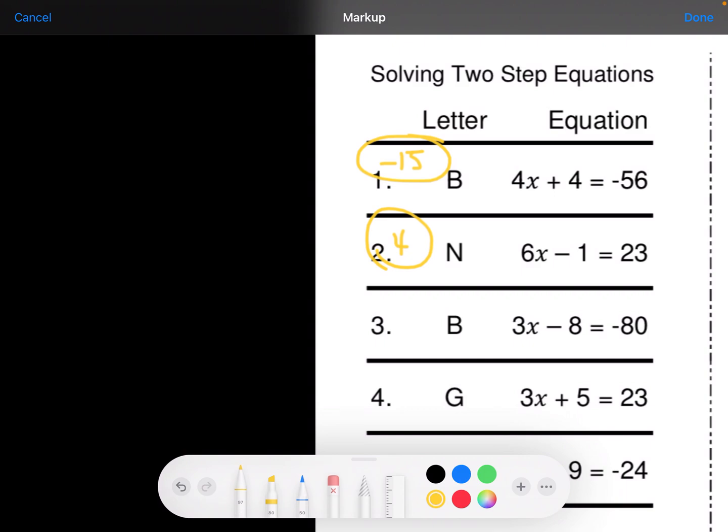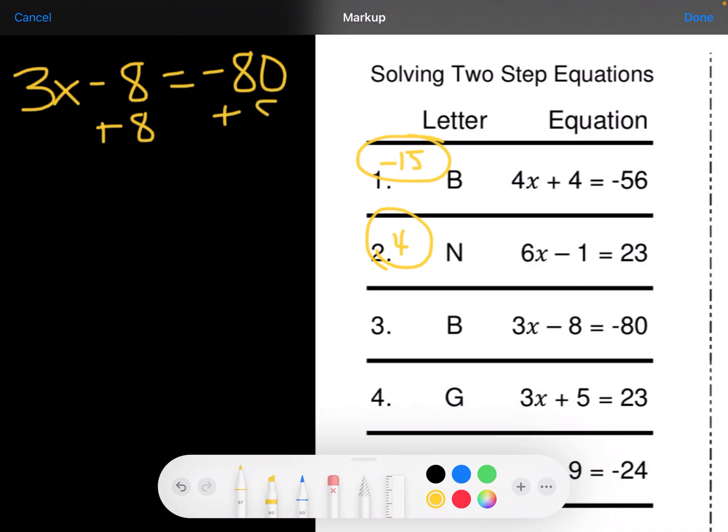Next one, 3x minus 8 equals negative 80. Okay, so I'm going to add 8 to each side because, again, I'm trying to get rid of whatever I added or subtracted first.